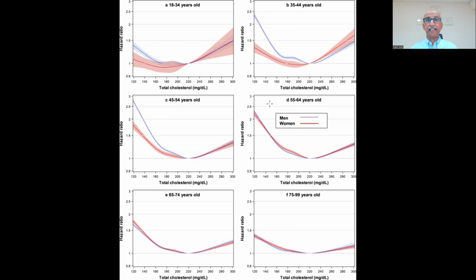Because, as I said, cholesterol is basically there to sustain life, and each and every cell in our body needs cholesterol to thrive.